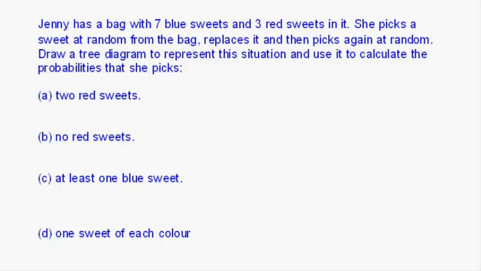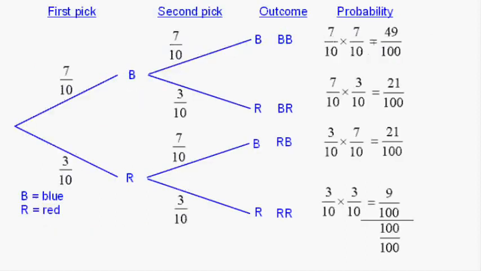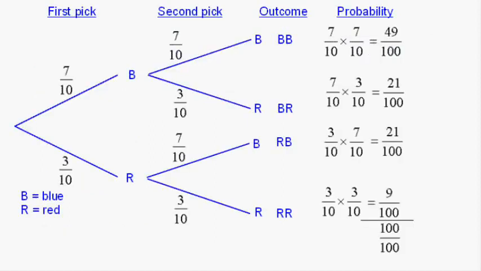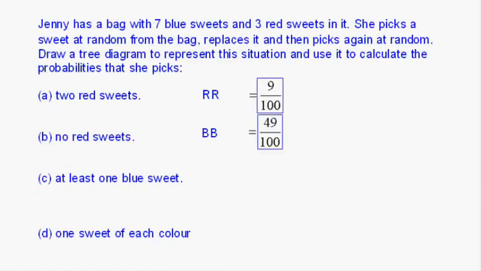Now let's look back at the question. We need to work out the probability that she picks 2 red sweets. Well, we've actually done that one. It's this number here, 9/100. There we are. The answer to that first part. Second part, no red sweets. Well, the only thing which has no red sweets in it is the blue-blue combination. And we've already calculated that. That's 49/100. And so is that.